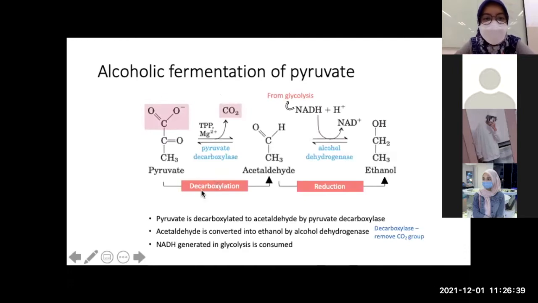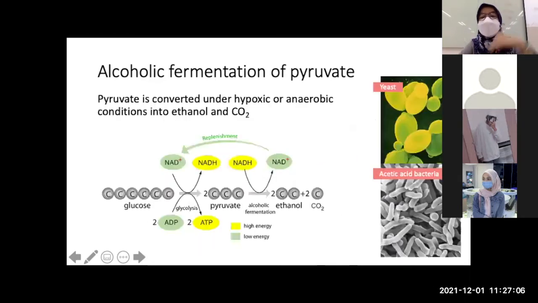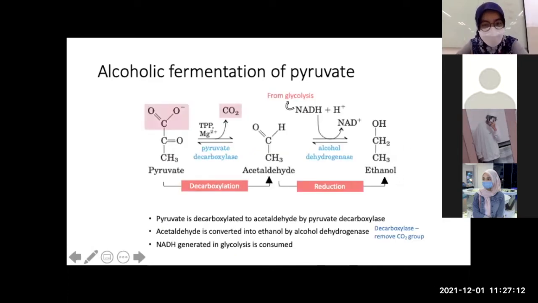So pyruvate will undergo decarboxylation. Decarboxylation means it's removing this carboxyl group. D means remove, like just now dehydrogen. So decarboxylation means to remove this carboxyl group. Now it will turn into acetaldehyde and it will undergo reduction to form ethanol. So the key point for alcoholic fermentation is it occurs in yeast and acetic acid bacteria, and it will yield ethanol. I think that's the most important thing.